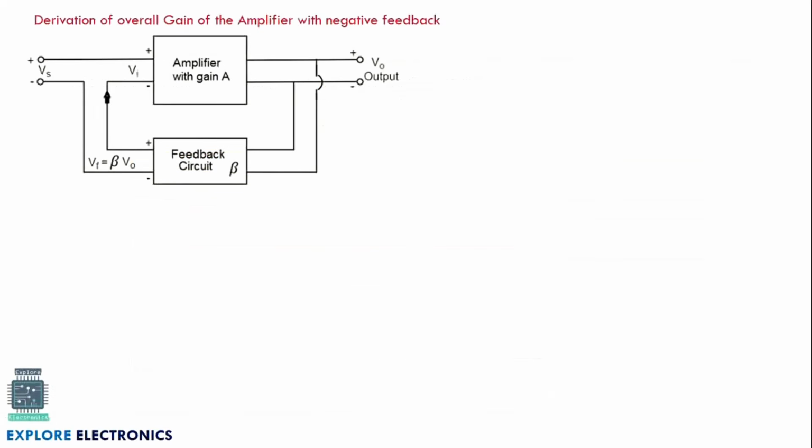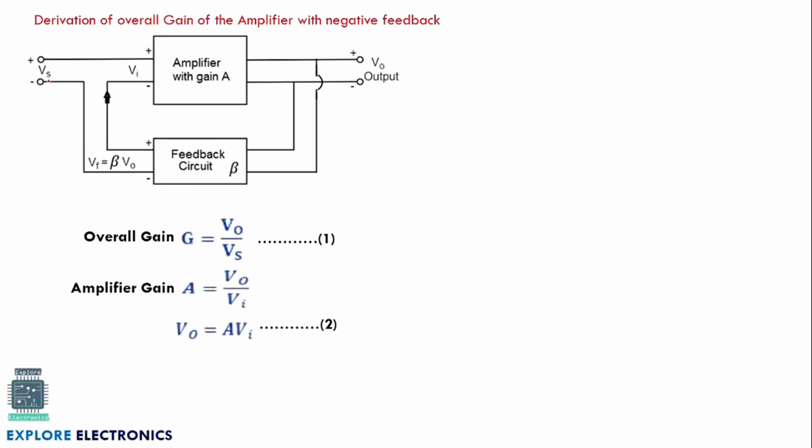Now, the derivation of overall gain of the amplifier with negative feedback. We know that gain of the amplifier can be written as A = V0 / Vin. Suppose the feedback is connected, what happens? We will see. Now we can write the overall gain with the letter G, that will be equal to V0 / Vs. And the amplifier gain without feedback is A, that is equal to V0 / Vi.